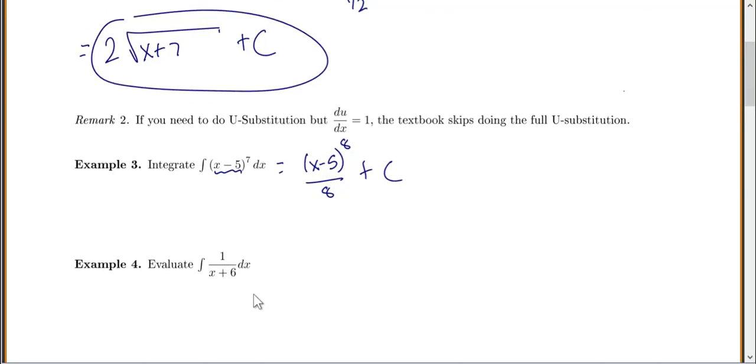And in example 4, let's evaluate the integral of 1 over x plus 6. So let's just treat this whole x plus 6 as one unit because the derivative of that would just be 1. So what's the integral of just 1 over x? The integral of 1 over x is natural log. So we'll do natural log of x plus 6. Don't forget, when you integrate 1 over x, it's natural log of absolute value plus c.